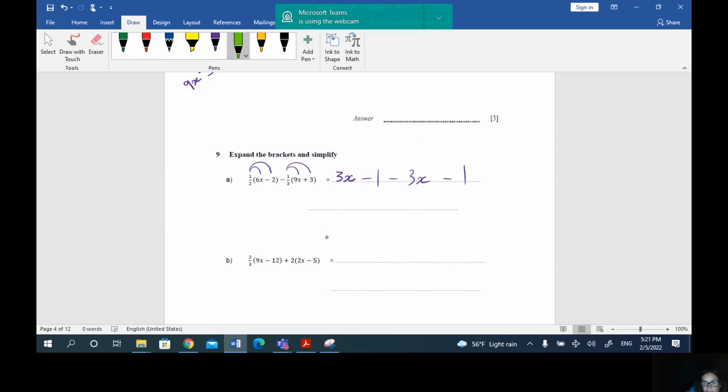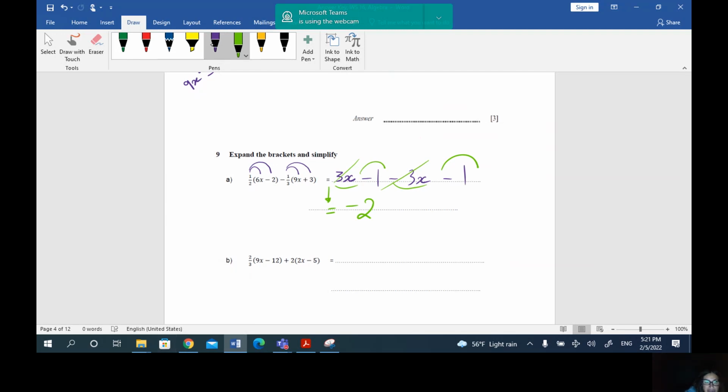Now let's collect like terms. 3x is a like term to negative 3x, so they cancel each other. 3x minus 3x is 0. Minus 1 and minus 1, they are like terms. Minus 1 minus 1, the answer is minus 2.